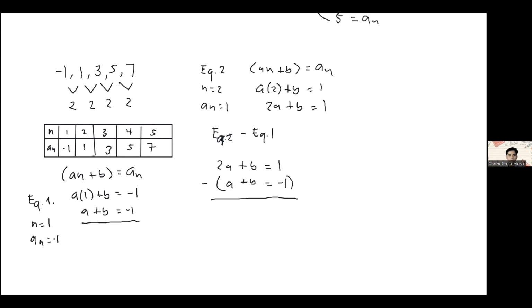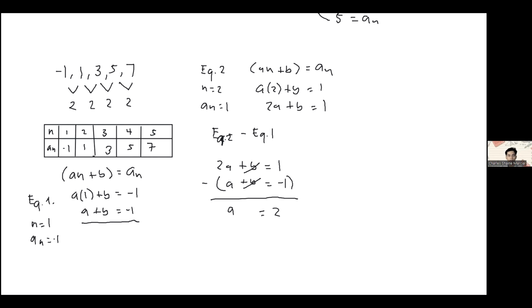Subtract natin. 2a minus a is a. Cancel na natin si b. And 1 minus negative 1, that is positive 2. Opo, so ito magiging positive since para sila negative. Negative times negative magiging positive, kaya nag-add tayo. So we have the value of a, which is 2.